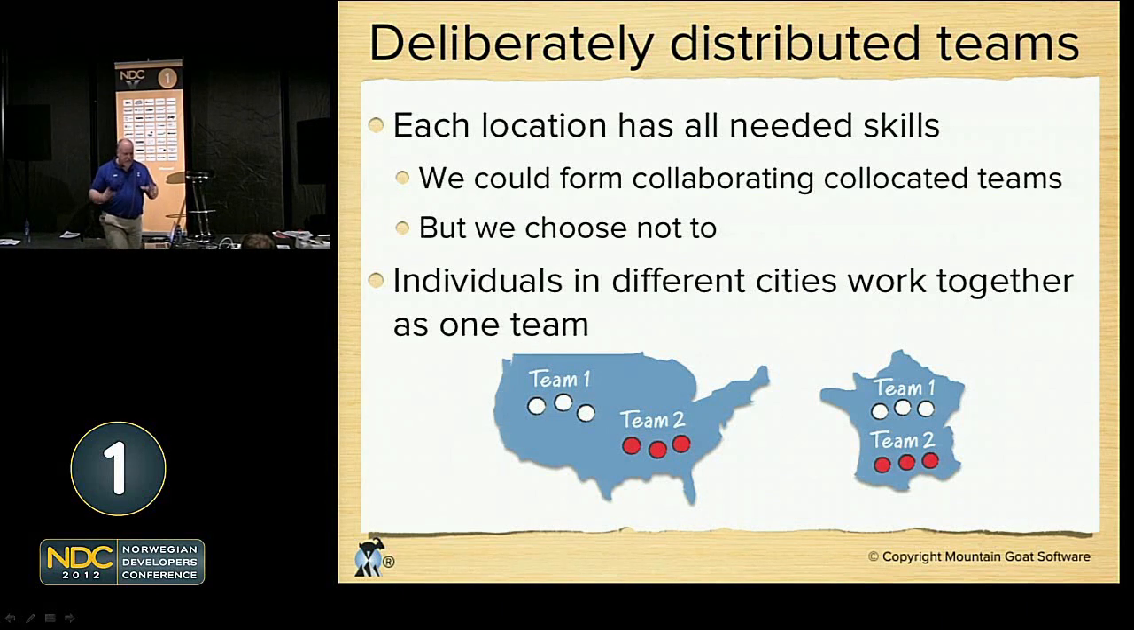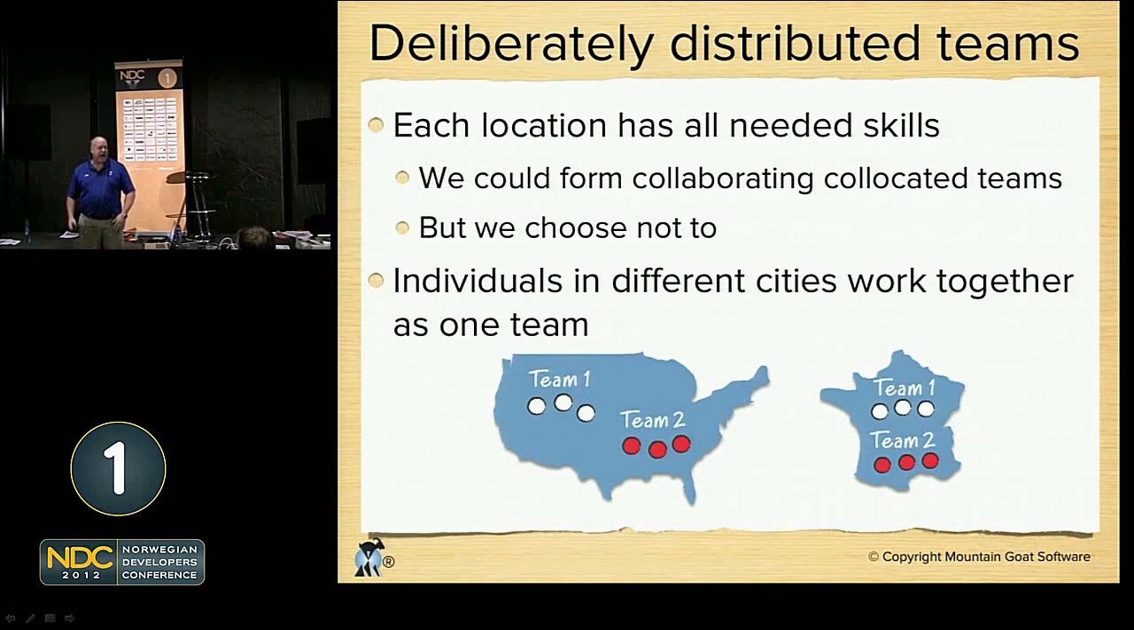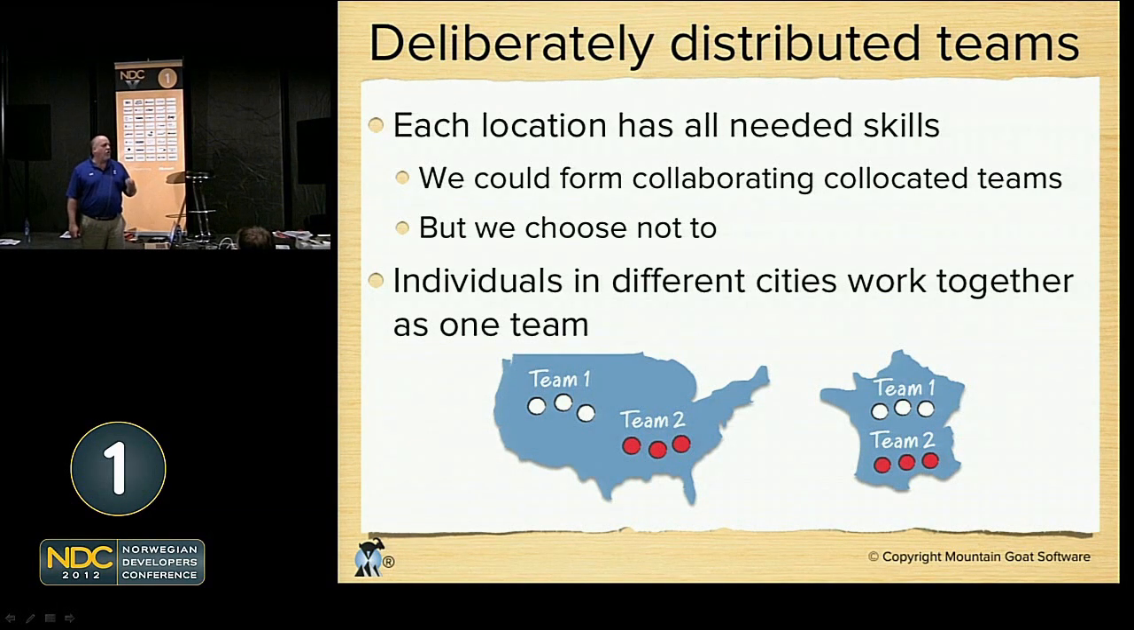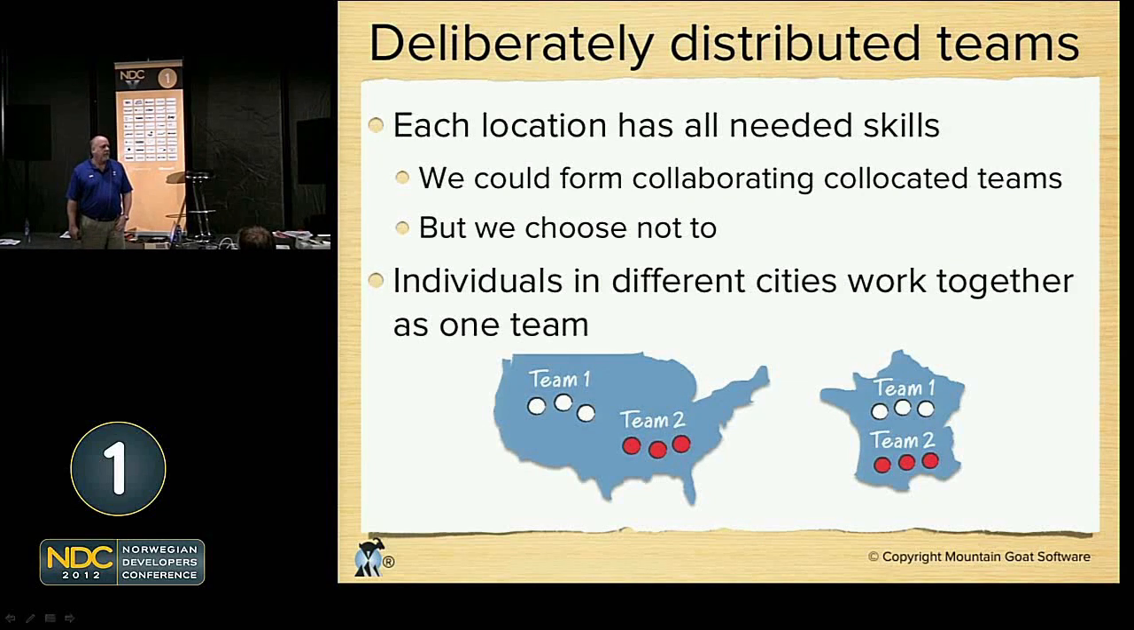I had all the skills I needed in France to have an intact team there. I had programmers and testers and database people and designers in France. But we chose to deliberately distribute. I'm going to instead have a team that is half in the US, half in France, and a second team that is half in each as well. So I've deliberately distributed the team.